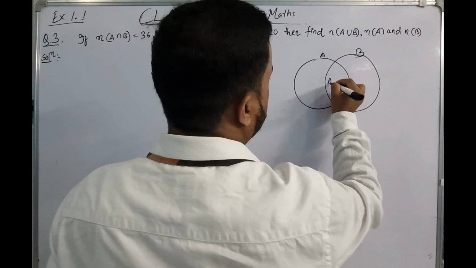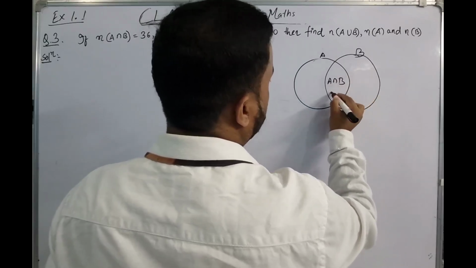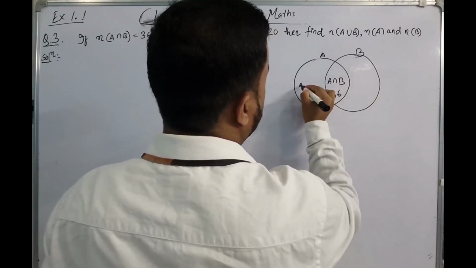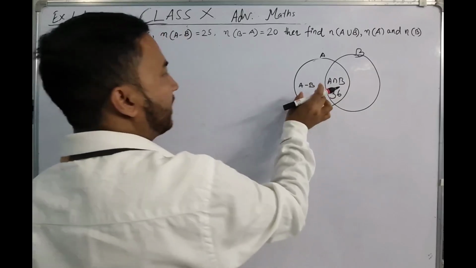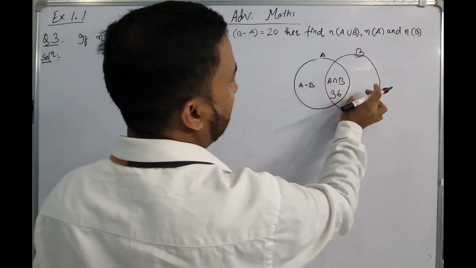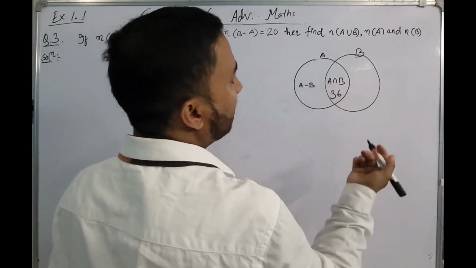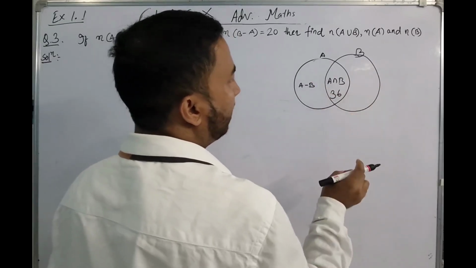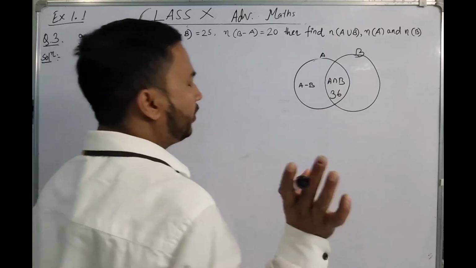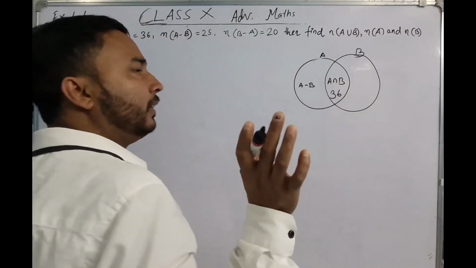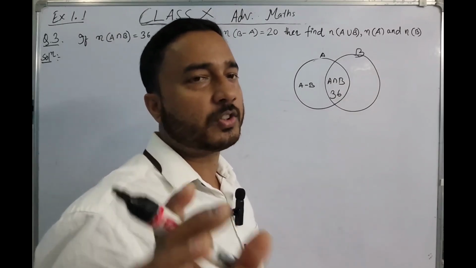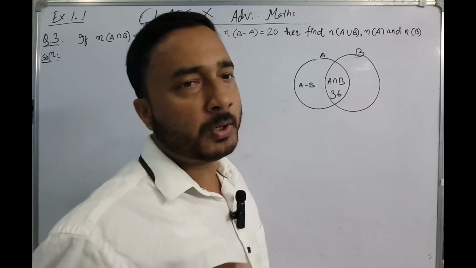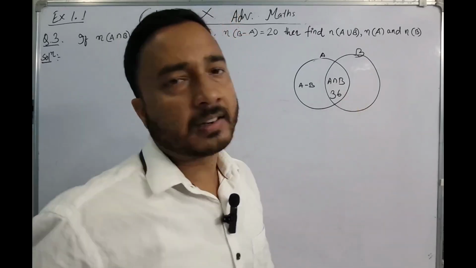And the number of elements in the intersection A∩B is what? 36. This is A difference B. You have to be very clear what part is A difference B, what part is B difference A, what part is A complement, and what part is B complement. These things should be clear to you. If you have any doubt, you can visit the video where we discussed question number 2, and this will be clear to you.